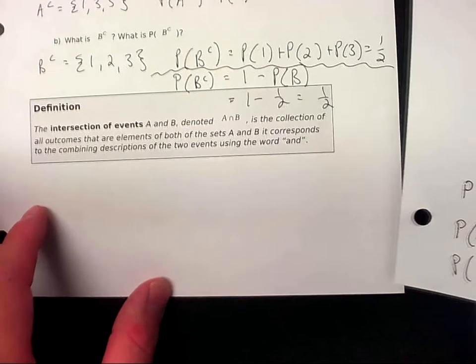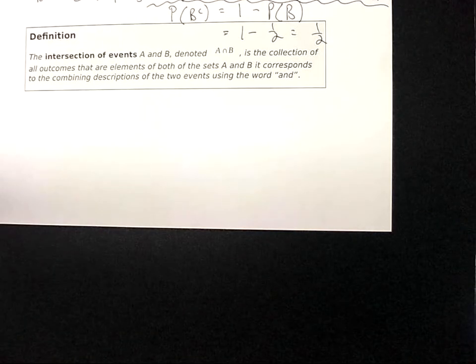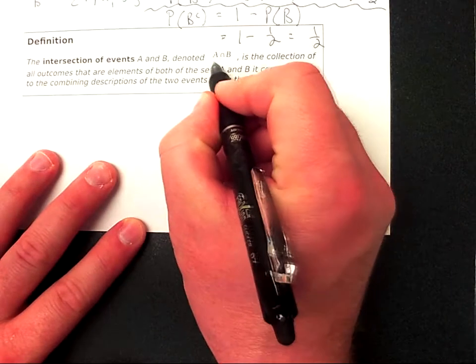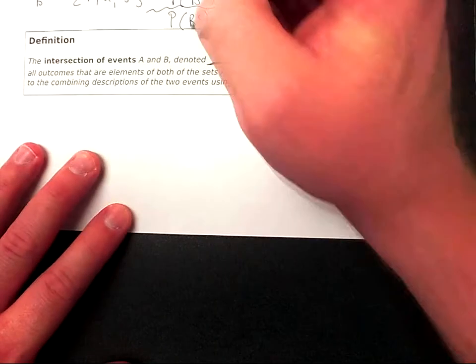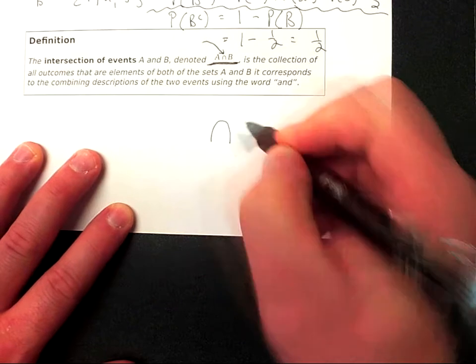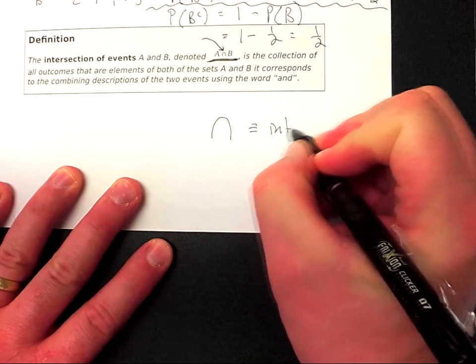All right. So now let's get into a little bit more fun stuff. Start talking about intersections. So the intersection of two events, we're going to denote that by A intersection B. So this symbol right here, it's like an upside down U. That is our intersection symbol.